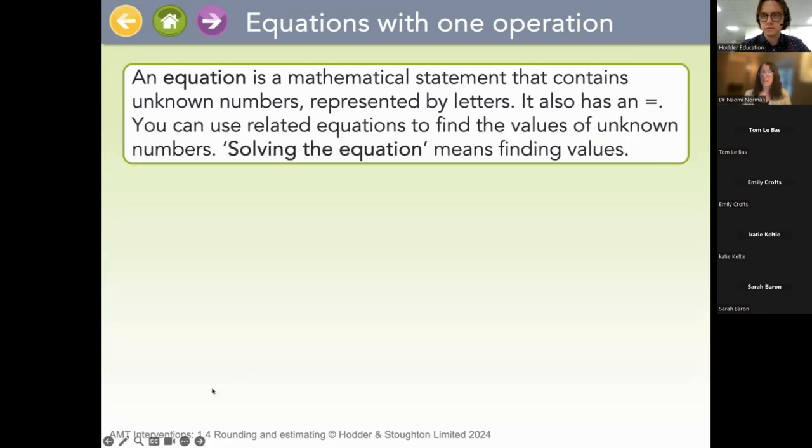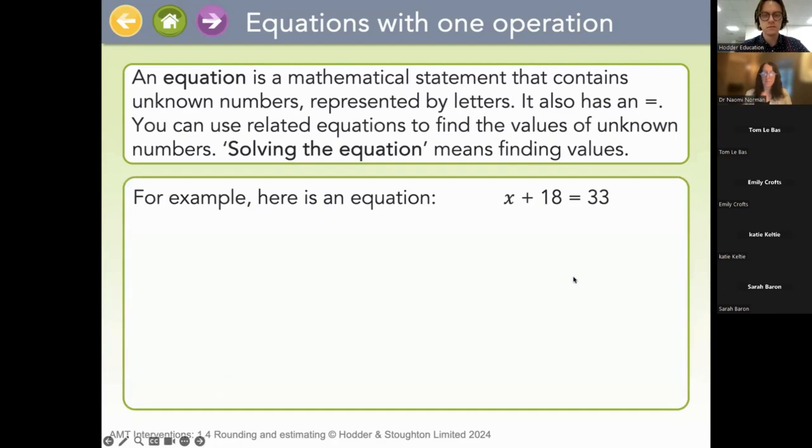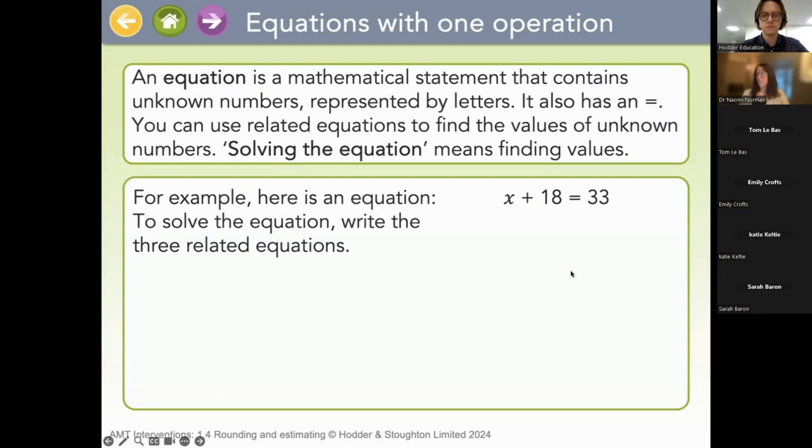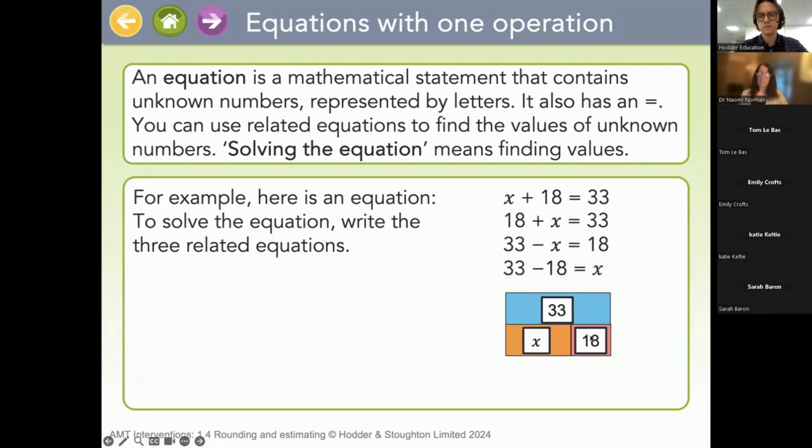So they are shown an equation there and asked for 3 related equations. And you can support them with a bar model just as before. Here you go. So students should be able to see from the bar model what the 3 related equations are. So we've got x plus 18 equals 33, which is our original equation. 18 add x equals 33. 33 subtract x gives 18. 33 subtract 18 gives x. So there should be nothing unfamiliar there.